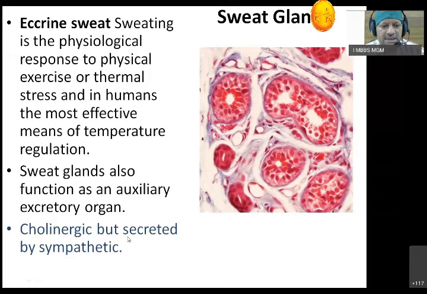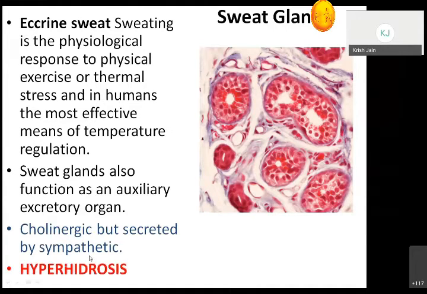Cholinergics are basically secreted by sympathetic. This is something different. Sweat glands are cholinergic, meaning acetylcholine controlled. It is under sympathetic control. That is what you have to remember. One of the conditions associated with cholinergics is hyperhidrosis.